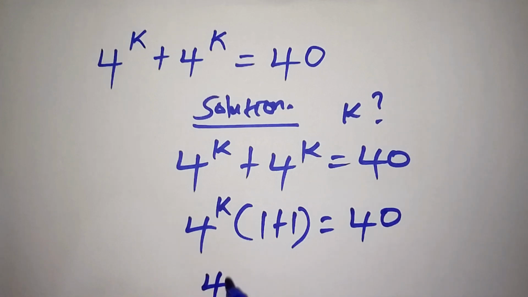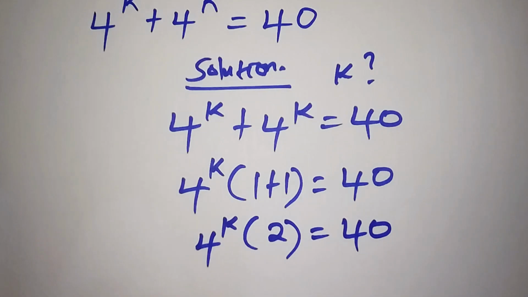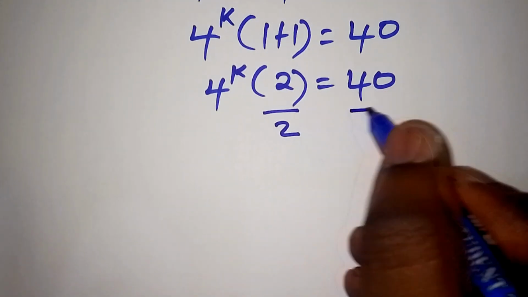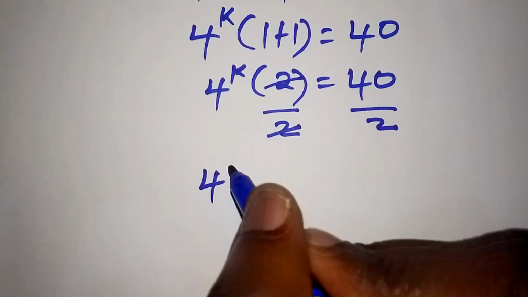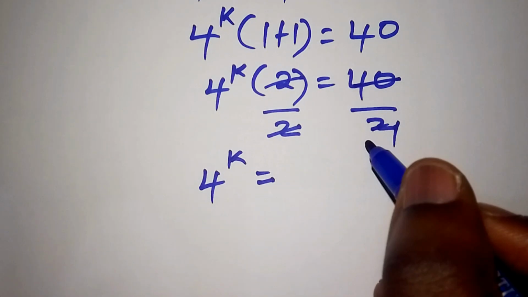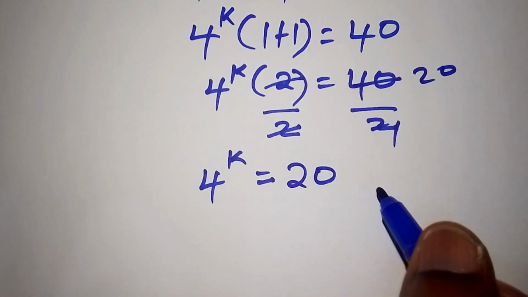When you work this out, the number inside the bracket, 1 plus 1, is 2, equals 40. From there, we need to divide both sides by 2. So 2 by 2 shall cancel. So 4 to the power of k is equal to 40 divided by 2, which is 20. So 4 to the power of k equals 20.